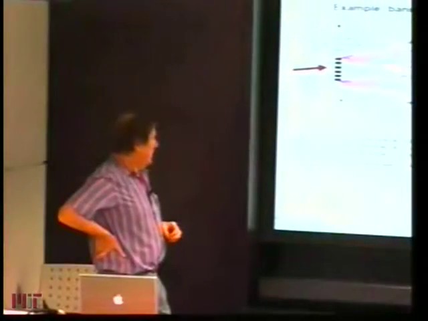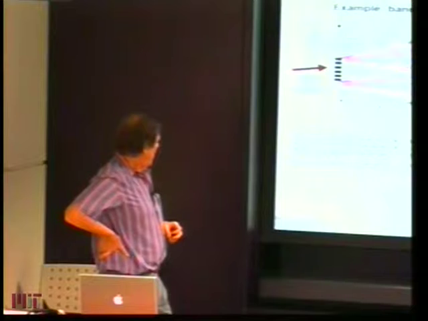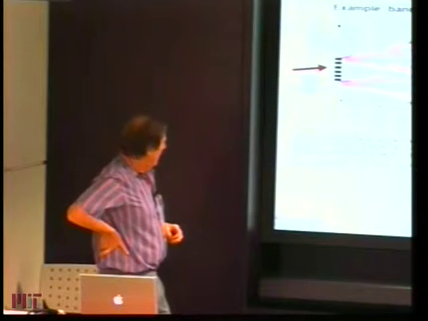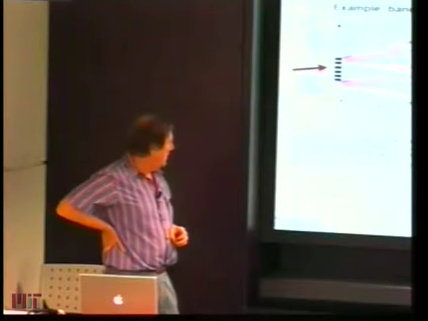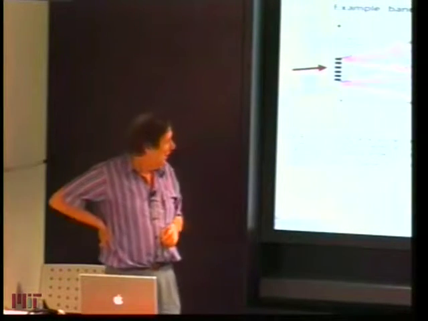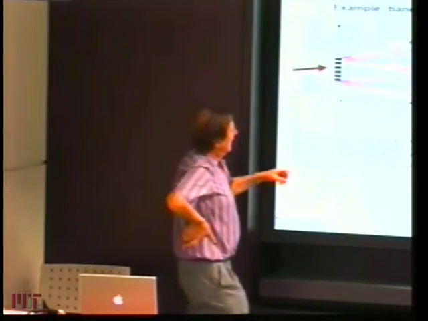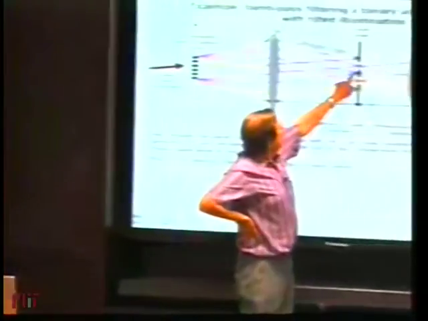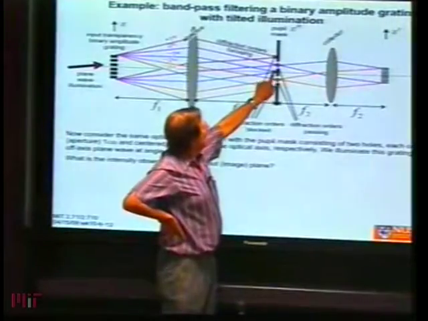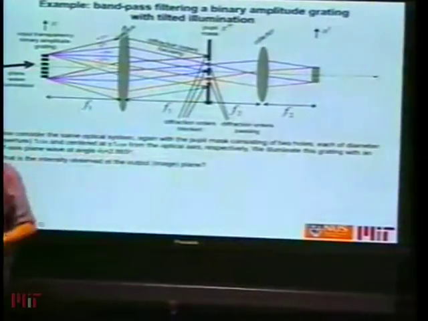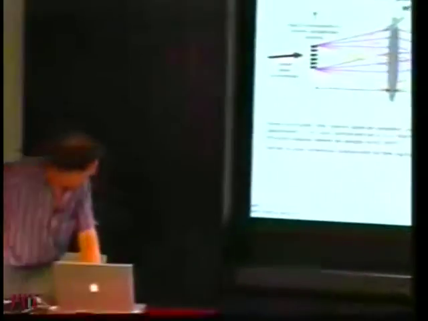Right, so we illuminate the grating with an off-axis plane wave at an angle of 2.865 degrees, which is obviously very carefully designed so that this grating order moves from here to here. So what happens?